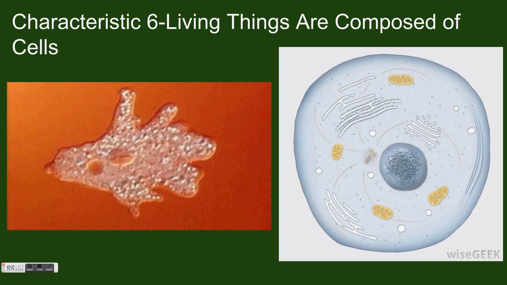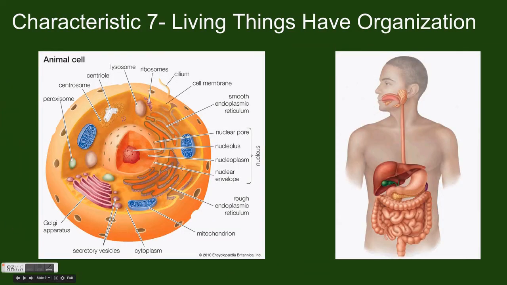Some organisms are made up of just one cell, while others are made up of many cells. Every single individual cell in a multicelled organism has all the characteristics of life. Finally, characteristic 7 is that all living things have bodies that are organized in some way.